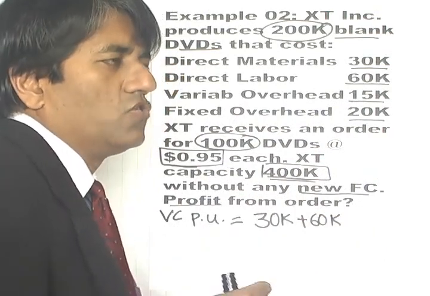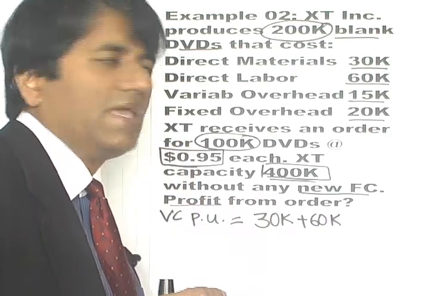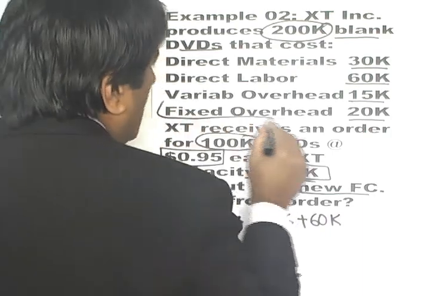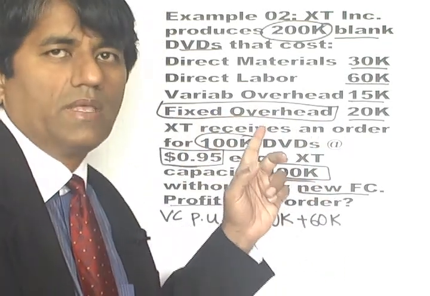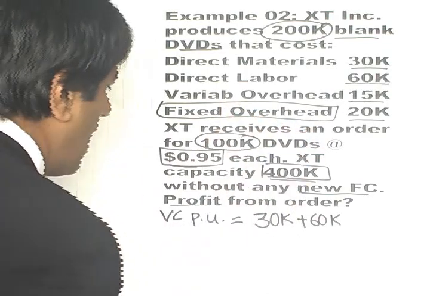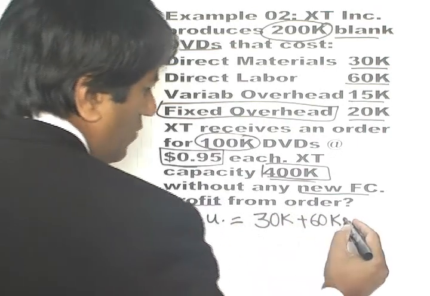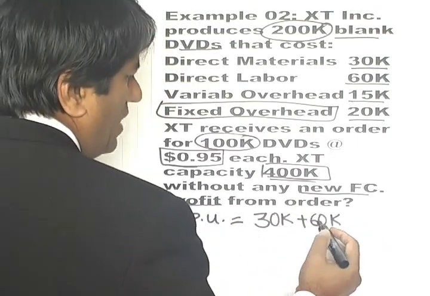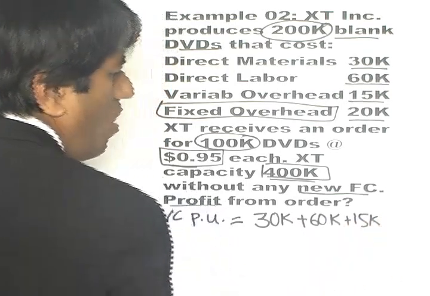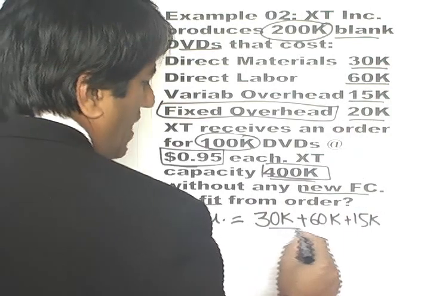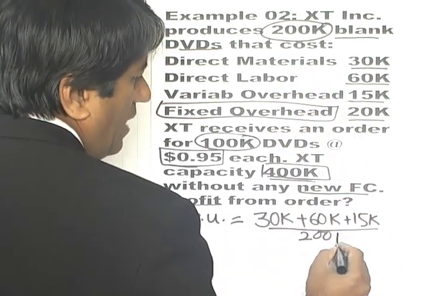We want to find out what the increase in cost will be, and this is a fixed overhead. This is not going to increase with the new order, so this one we can ignore. So we are not going to take this into account. Then continuing with finding the variable cost per unit, we have 30 for material, 60 for labor, and 15 for variable overhead, and you divide that by the number of units being produced, and that's 200K.